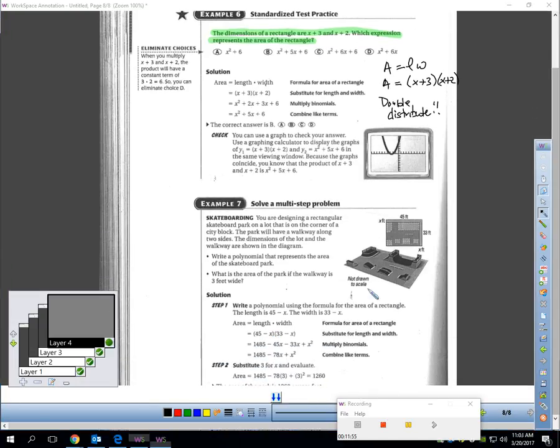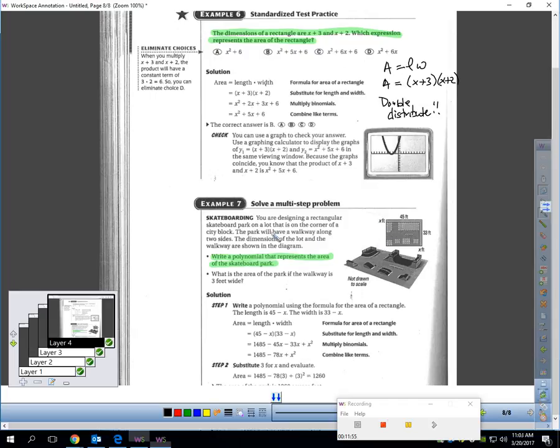And then at the bottom, okay, you're designing a rectangular skateboard park on a lot that is on the corner of a city block, which you can see here. The park will have a walkway along two sides, which you see here. I'm pointing at it. The dimensions of the lot and the walkway are shown in the diagram. Write a polynomial that represents the area of the skateboard park. Let me highlight the skateboard park. It's not the walkway, it's just what's inside the walkway. So I'm trying to highlight that here as you can see it.